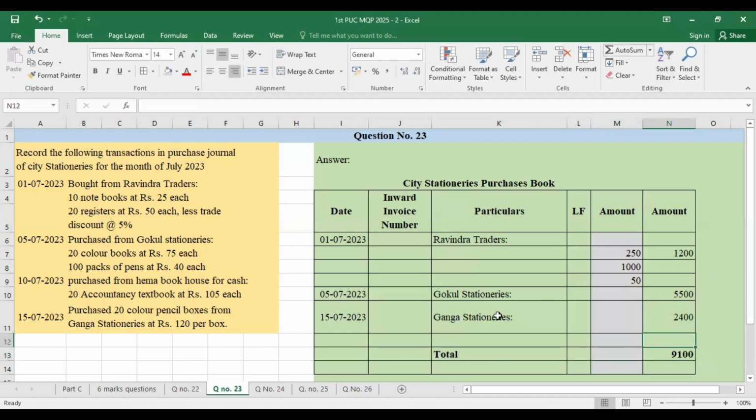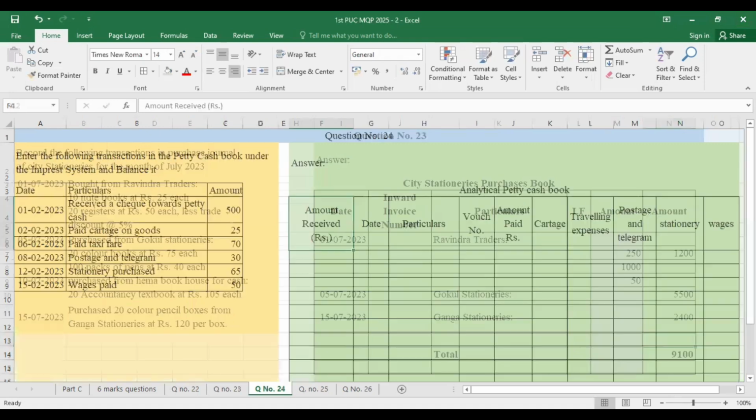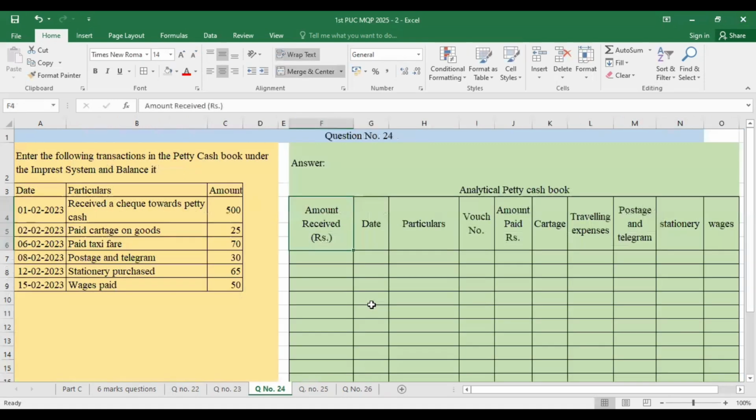Now let us go on to question number 24. Enter the following transactions in the petty cash book under the imprest system and balance it. So imprest system is a concept where the cashier is given some fixed amount of cash, and with the cash he has to record the expenses which he spent for the business in the petty cash book. So here now we'll see the transactions first.